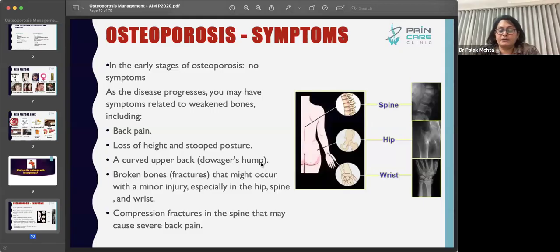The most common site, particularly in females, is the spine. It may be the dorsal spine, it may be the lumbar spine. In my practice, I have seen more commonly D11, D12, L1, L2, and hip joint fracture. With hip joint fracture, most of the time there is always a history of fall on the ground, while in spine fracture, some forceful sitting or some weightlifting also causes fracture or wedging of the vertebra. Next slide, please.